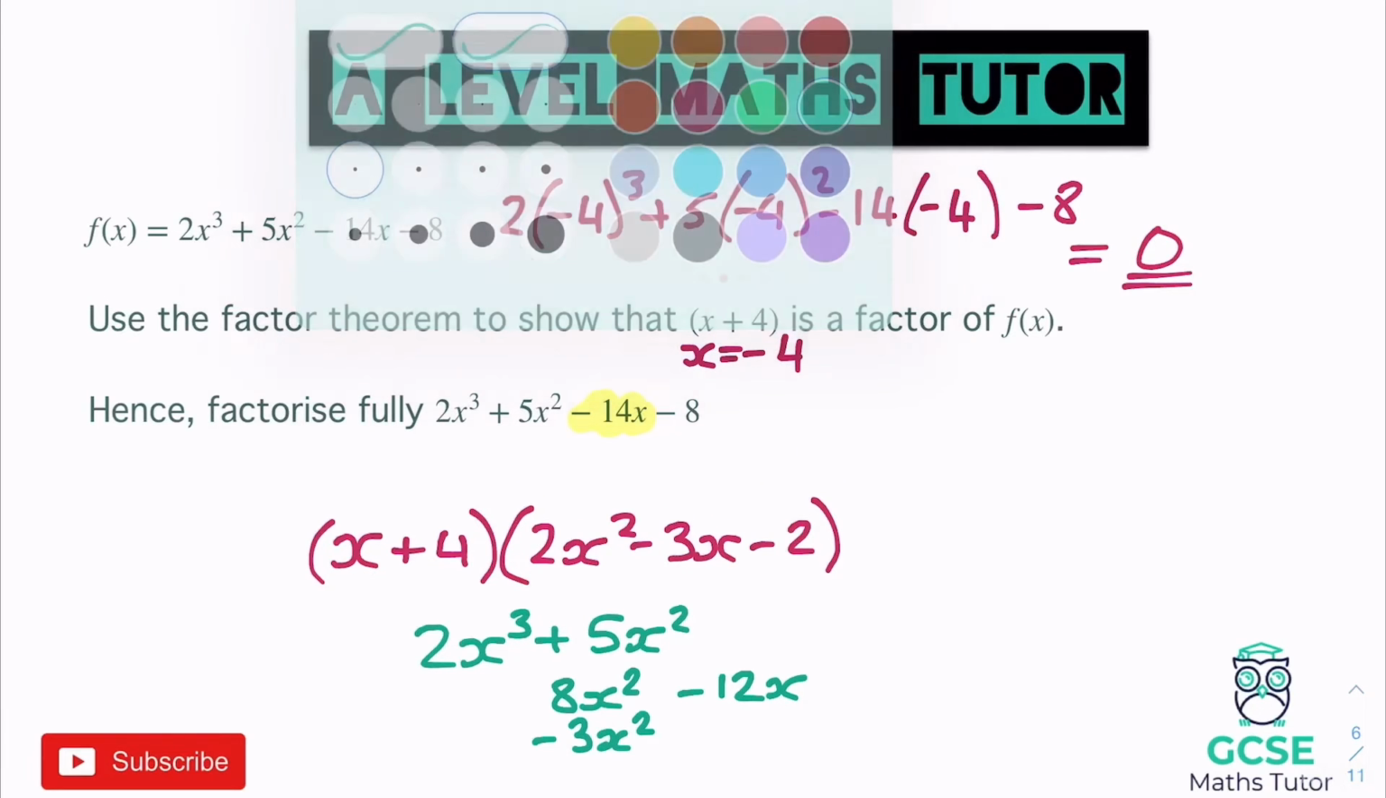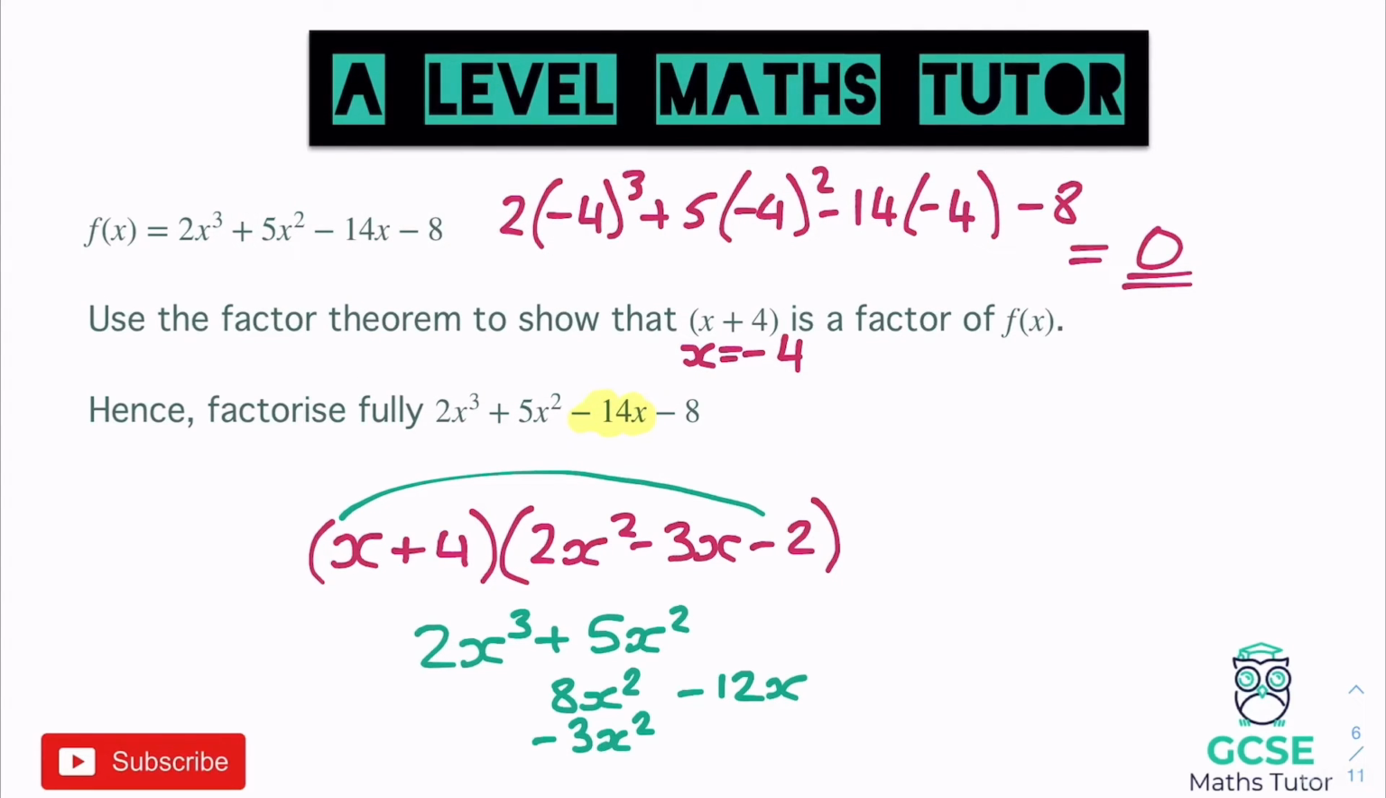And if we look at what that expands to make, we've got the x times the minus 2, which gives us our minus 2x. And in total that gives us our minus 14x that we were looking for. And then finishing off with the 4 times the minus 2, that gives us the minus 8 that we were looking for. Okay, there we go. So that there is our quadratic that's now in that bracket.